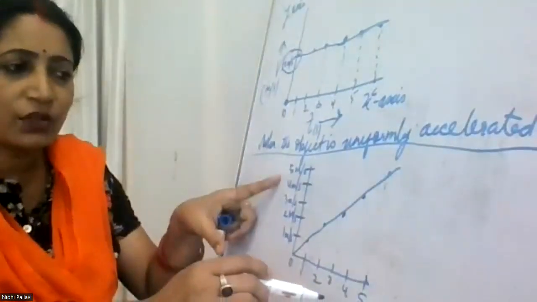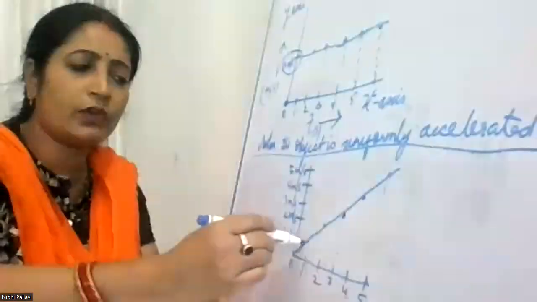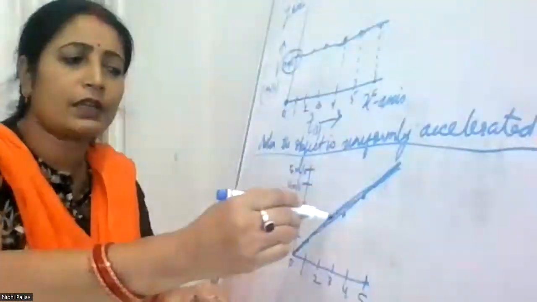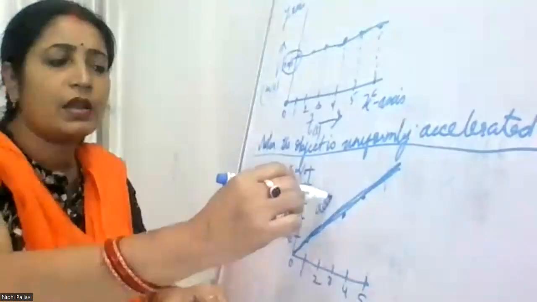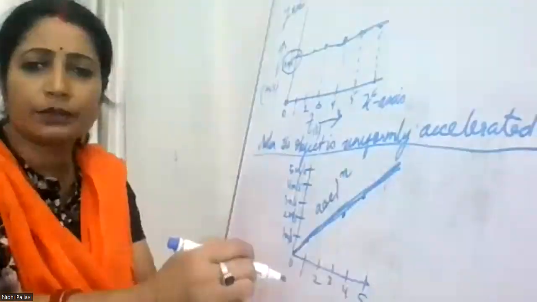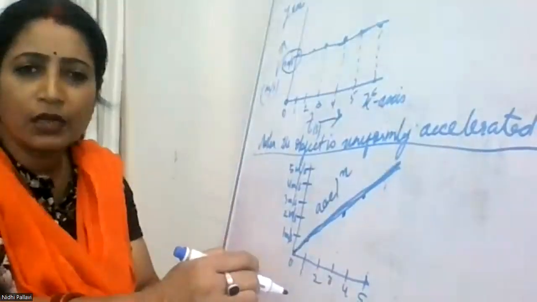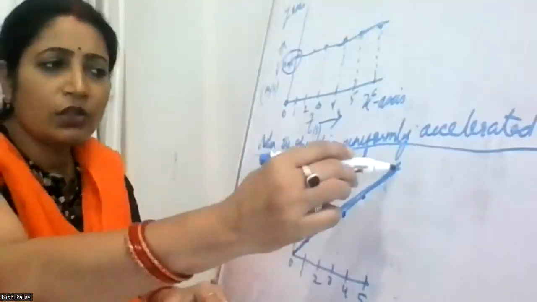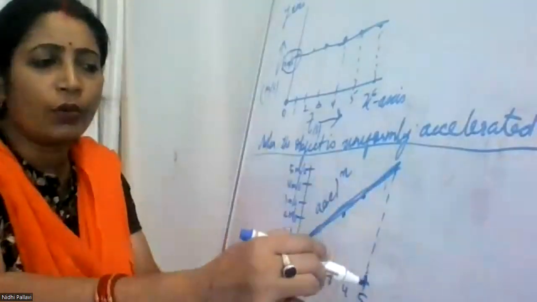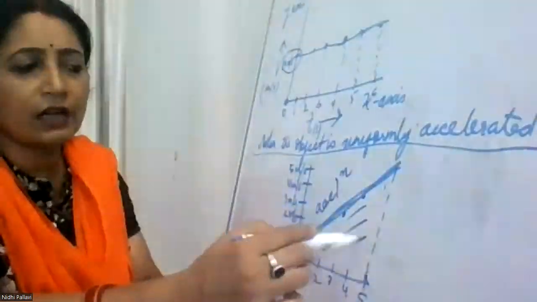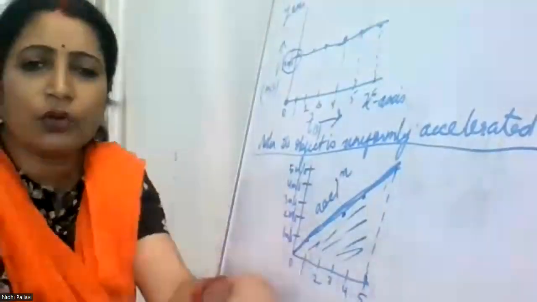OK, in that situation, always you will get a what? You will get a slope, and this slope indicates what? It shows you acceleration. And when you draw a perpendicular to it, the area under this will give you what?